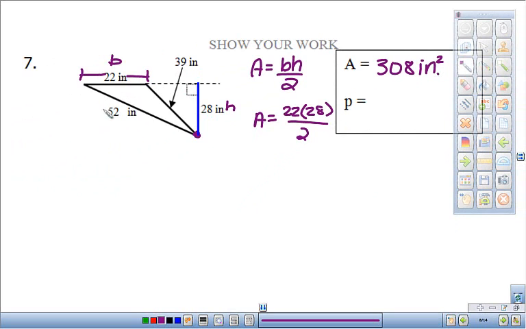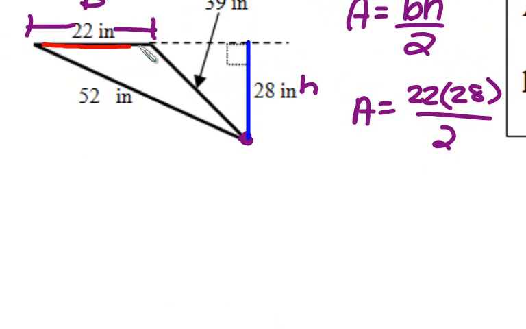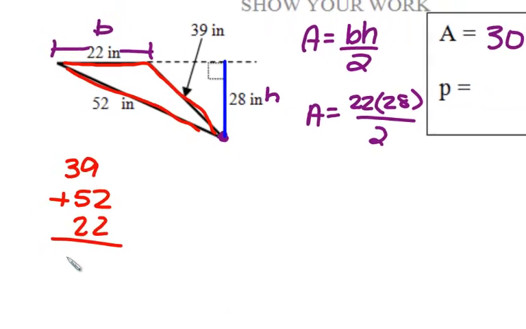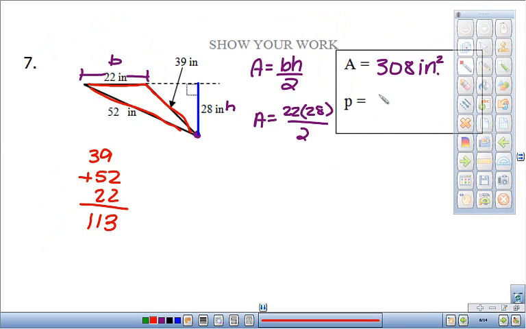Now the 39 and 52 come into play when they're asking for our perimeter. Perimeter is the distance around, so you add up the 3 sides. We do not need 28 for perimeter. So we have 39, 52, and 22. So 39 plus 52 plus 22 is 113, and that is in inches.